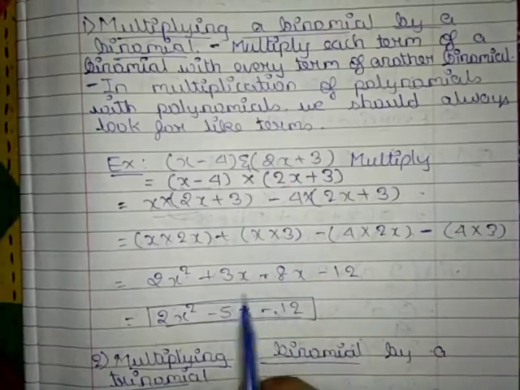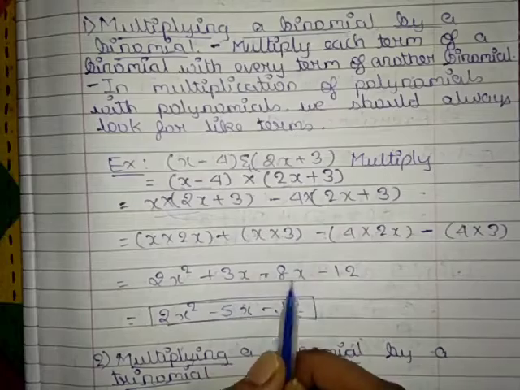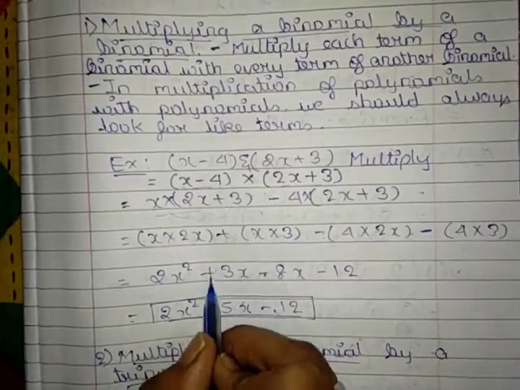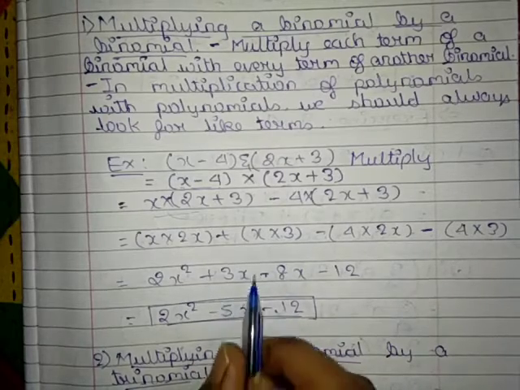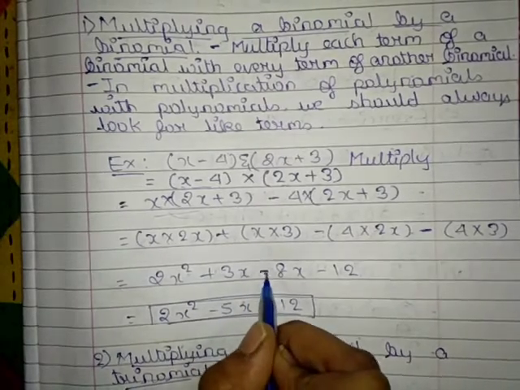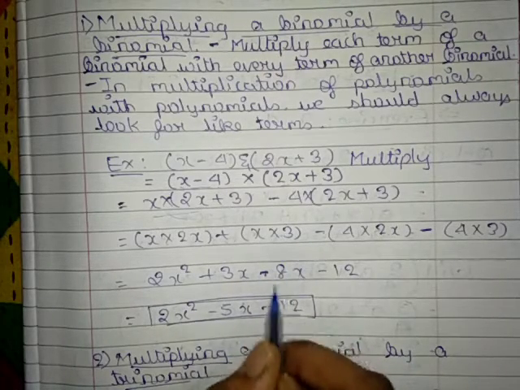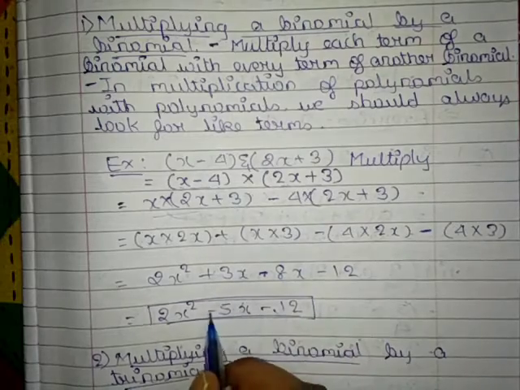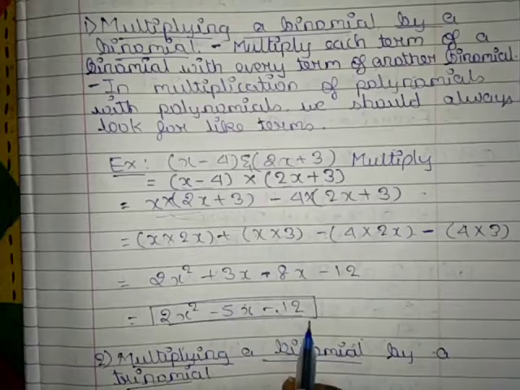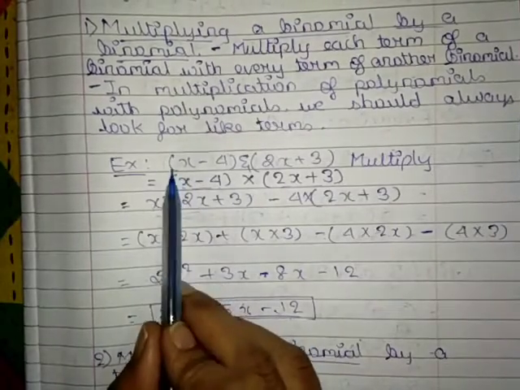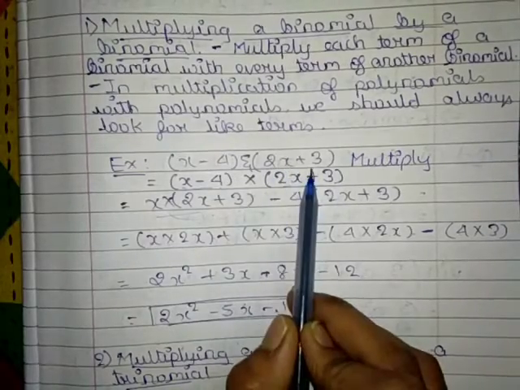So what are the like terms here? 2x square does not have any like term, but see here 3x and 8x, these are like terms. So we will subtract 8 minus 3 is 5, but here see minus 8, so the negative sign comes in front of the higher number, that is 8. So minus 5x minus 12. So 2x square minus 5x minus 12. Like this we have to multiply each term of the first binomial with both the terms of the second binomial.